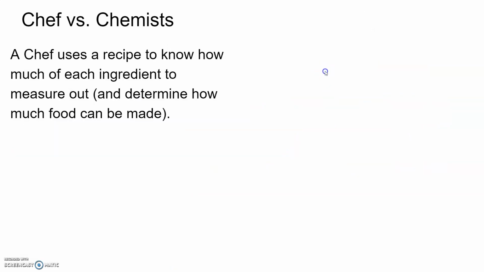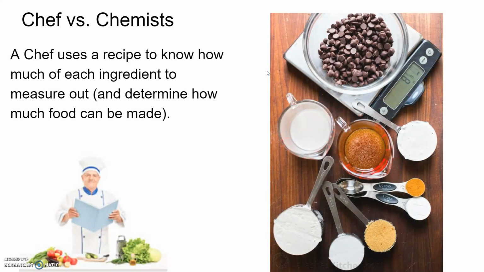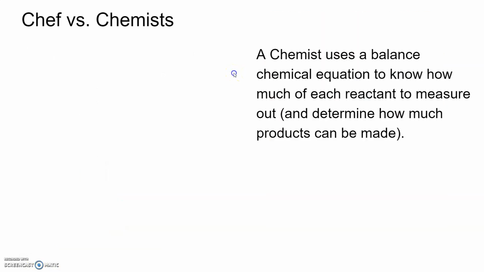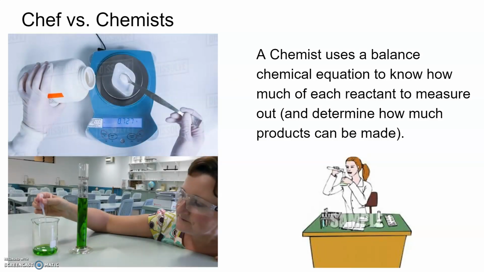So where the chef will use a recipe to know how much of each ingredient to measure out and determine how much food can be made, a chemist will use the balanced chemical equation to know how much of each reactant to measure out and how much products can be made.